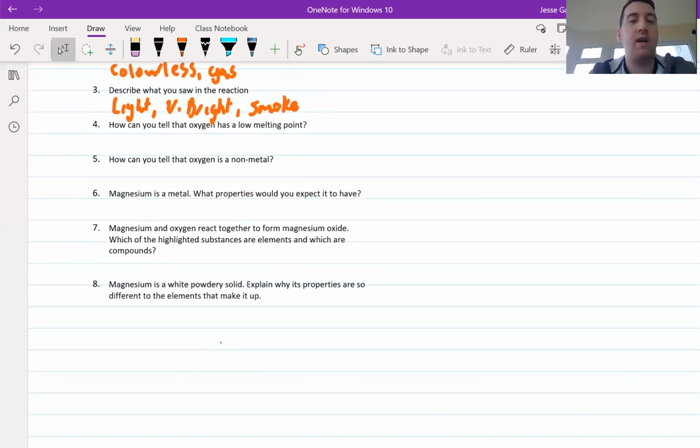How can you tell that oxygen has a low melting point? Okay, so hopefully you're saying that it's a gas at room temperature. That's how we know it has a low melting point. Again, you should not just have these short answers, you should have a full sentence.